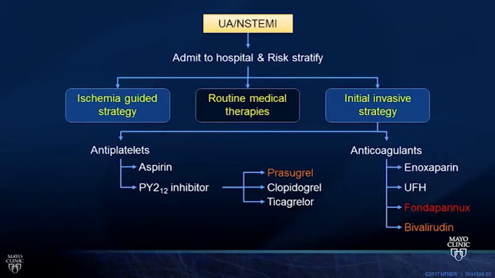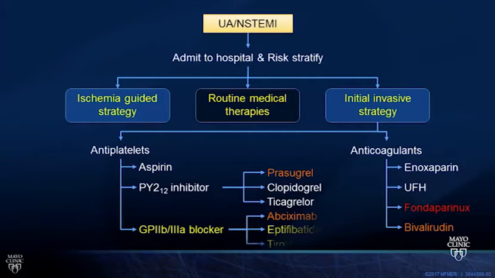We need to choose our antiplatelet agents. Aspirin, then a second agent. Before angiography, the only two options are clopidogrel and ticagrelor. If we've defined the coronary anatomy, prasugrel then becomes an option. GP inhibitor, again, eptifibatide and tirofiban. Again, if we're going for PCI within 24 hours, abciximab is an alternate option.